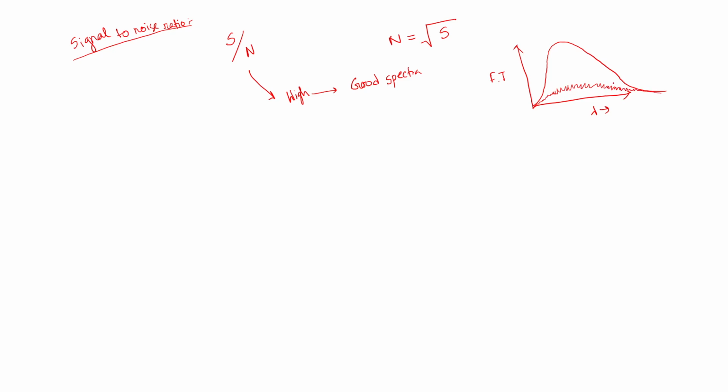So for the same sample, what do you prefer? A good signal to noise ratio, a good spectra, or a bad spectra? Obviously the better one, right? So for that you need a high signal to noise ratio. I hope this part is also clear.